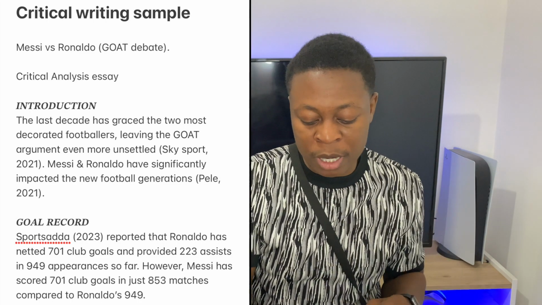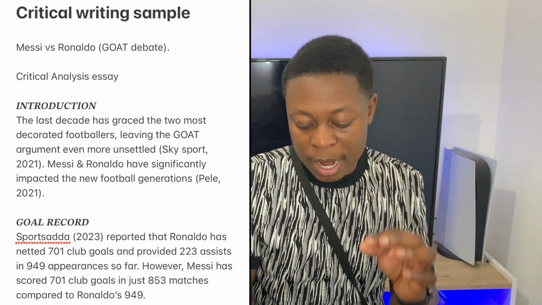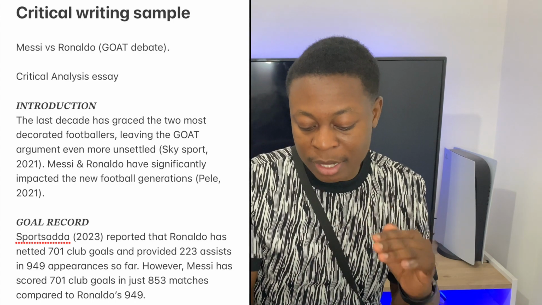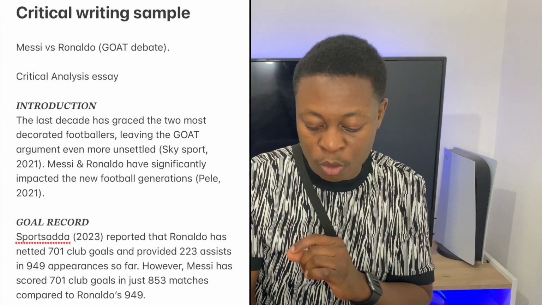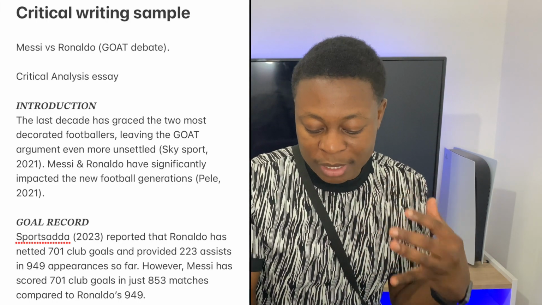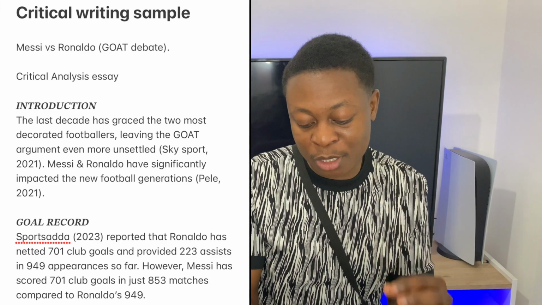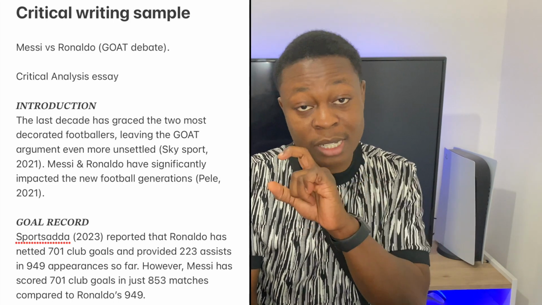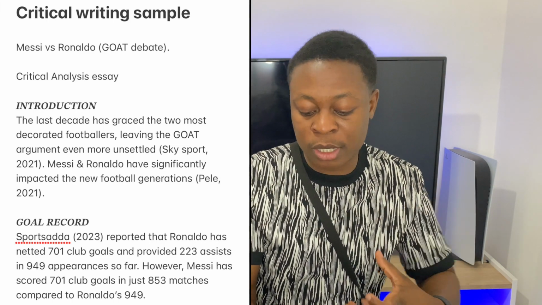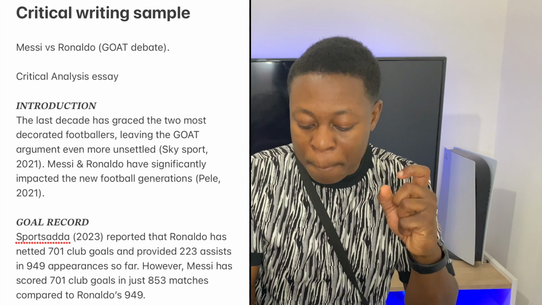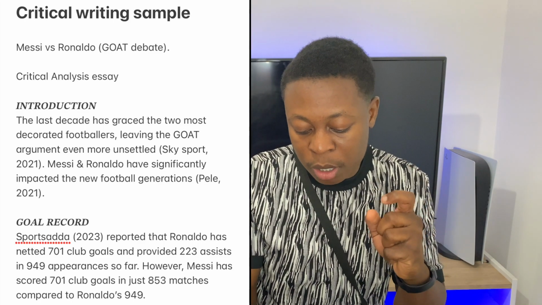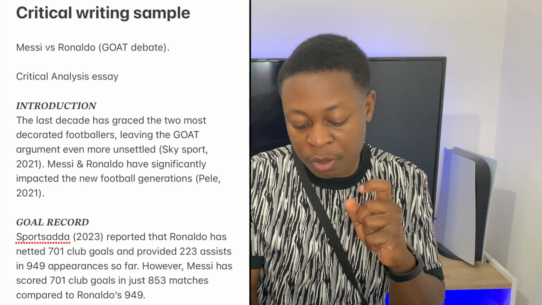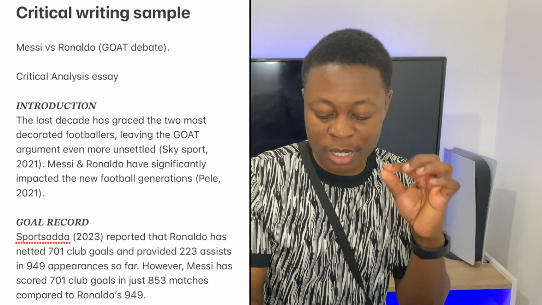So let's get into one of the metrics, which is goal record. Sports Ada 2023 reported that Ronaldo has netted 701 club goals and provided 223 assists in 949 appearances so far. But that's crazy. However, you can see using "however" now in the critical analysis because now it looks more argumentative. Messi has scored 701 club goals in just 853 matches compared to Ronaldo's 949.